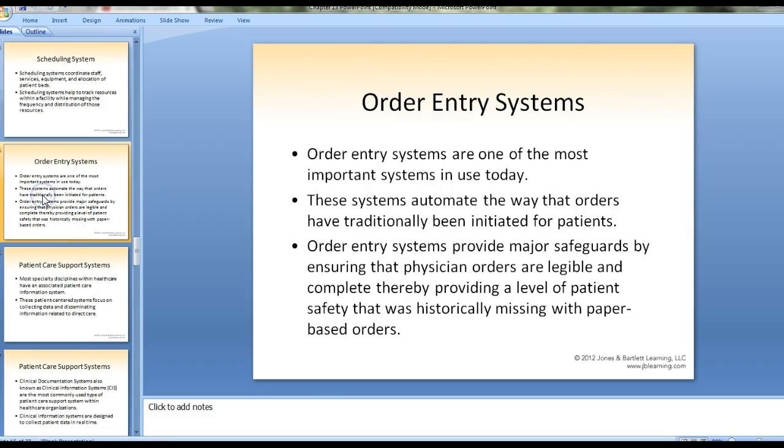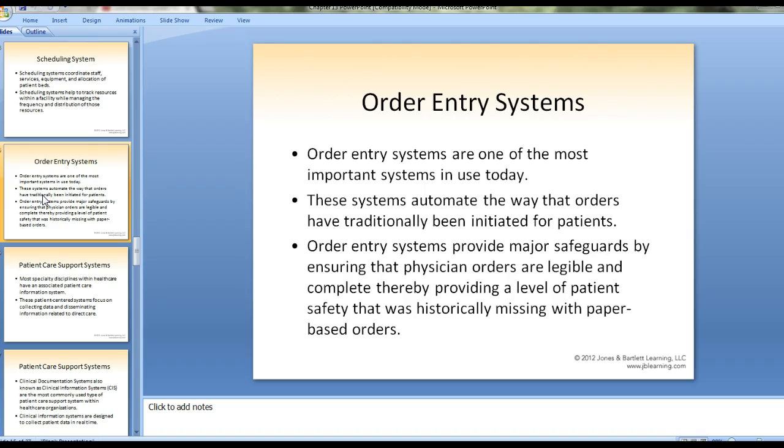So the order entry system, CPOE, computerized provider order entry, or something like that. This is one of the most important systems we use. It is hard to do quickly, but it does organize it, and it very quickly tracks cost, which is really nice. So these systems automate the way that orders have traditionally been initiated for patients.